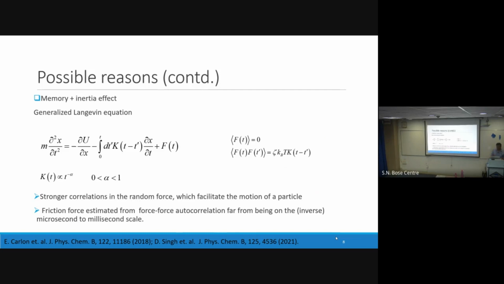Another problem is that we need to get this memory kernel experimentally or from simulation. There is one technique popularized by Bruce Berne long ago, in the 1990s, where they estimate these frictional memory kernels from the force autocorrelation function. However, the time scale for this is far from the transition path time scale, which is microsecond to millisecond, and that's why the estimation of this memory kernel will not affect the dynamics.